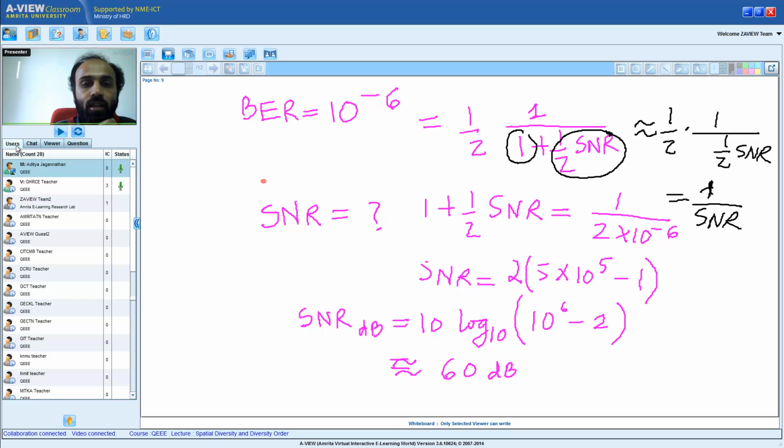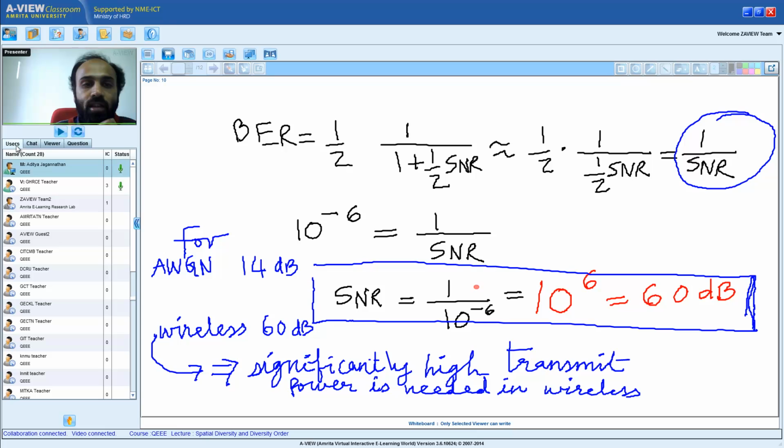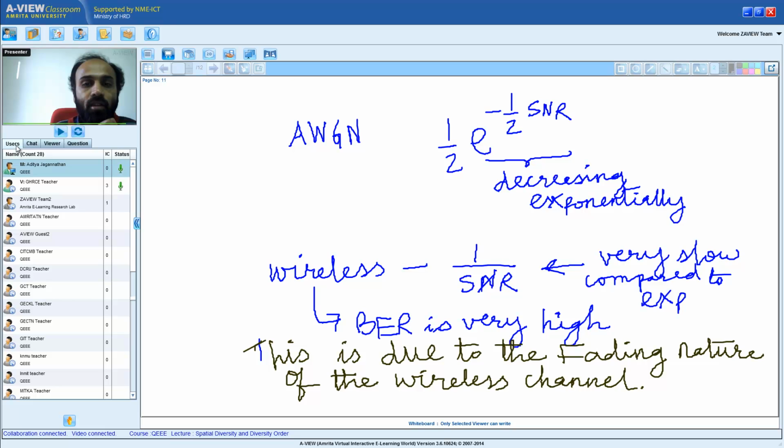Therefore what we said is, for a bit error rate of 10 power minus 6, we approximately need 60 dB, because the bit error rate is decreasing only as 1 over SNR for a wireless communication system. In an AWGN system, the bit error rate decreases exponentially. In a wireless system, it only decreases as 1 over SNR.